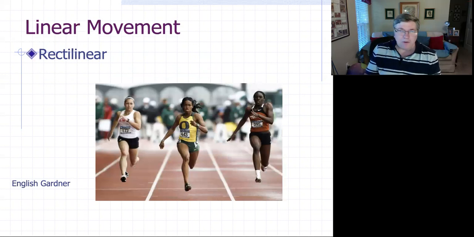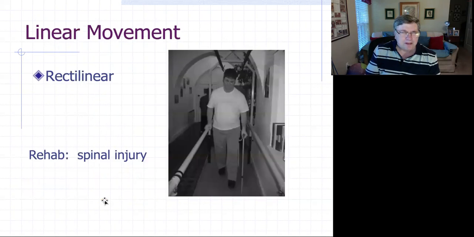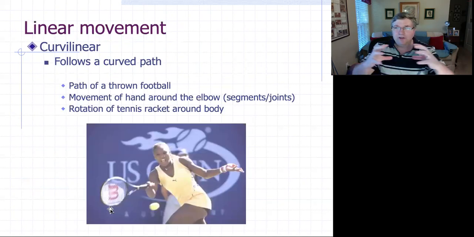So we could be following somebody running in a straight line. So here's a 100-meter, 200-meter runner, English Gardner, who's won, I think, the NCAA a couple of times, and I think was set to participate in the Olympics, but that's now been delayed a year to 2021, and we'll see who we have at that time. We could be following someone who maybe has had a car accident or a spinal injury, and they're just trying to walk in a straight line again. So rectilinear means following a straight line path.